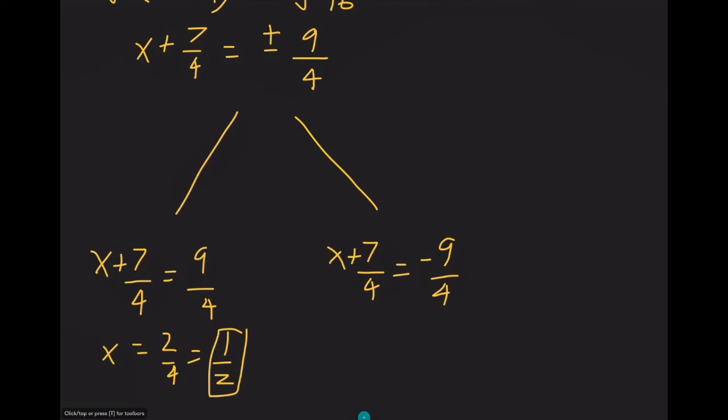Alright, and now for the other equation, you're going to subtract 7/4 on both sides. That will get you x = −16/4, which equals −4.